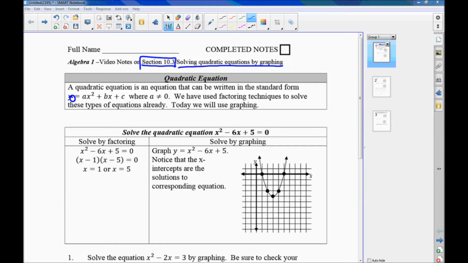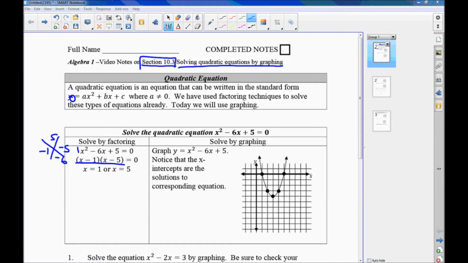So solve the quadratic equation x squared minus 6x plus 5 equals 0. First, solve by factoring. We've done this before. What are two things that multiply to 5 and add to negative 6? Those are going to be negative 1 and negative 5. And since it had a leading coefficient of 1, we could factor this into (x minus 1)(x minus 5). No box needed. And then solve those separately to get 1 or 5.